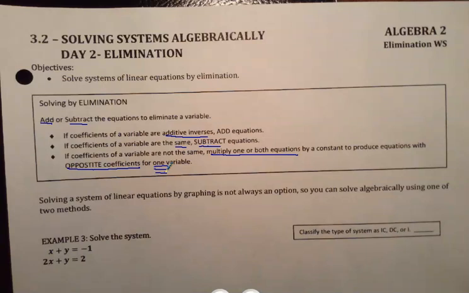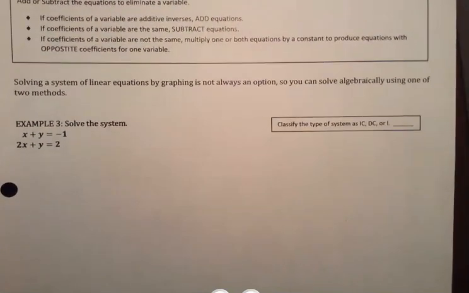Again, probably doesn't make any sense to start with, but I'm going to make it make sense. Because remember, solving a system of linear equations by graphing is not always an option. So you can solve them algebraically using one of two methods. We did substitution yesterday, so we're doing elimination today. All right, so let me clear this and move it up.